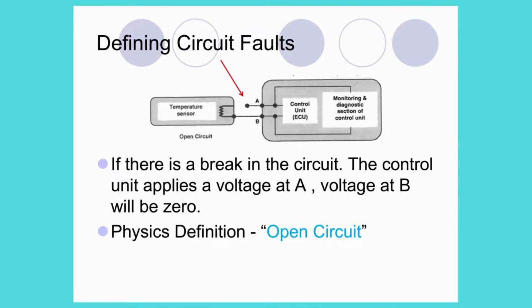If there's a break in the circuit, the control unit applies a voltage at A. The voltage at B will be 0. This is the physics definition of an open circuit.